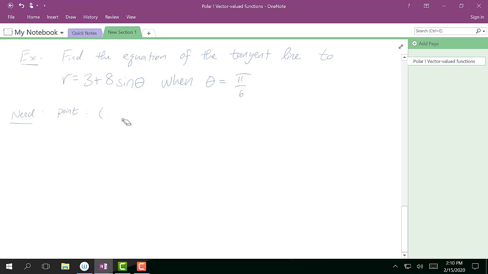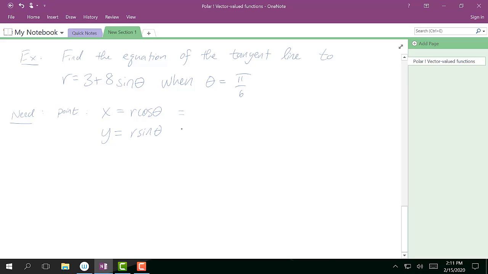Yeah, sorry, that's all that we're going to need. And okay, so you can recall that we had x equal to r cosine of theta and y equal to r sine of theta.